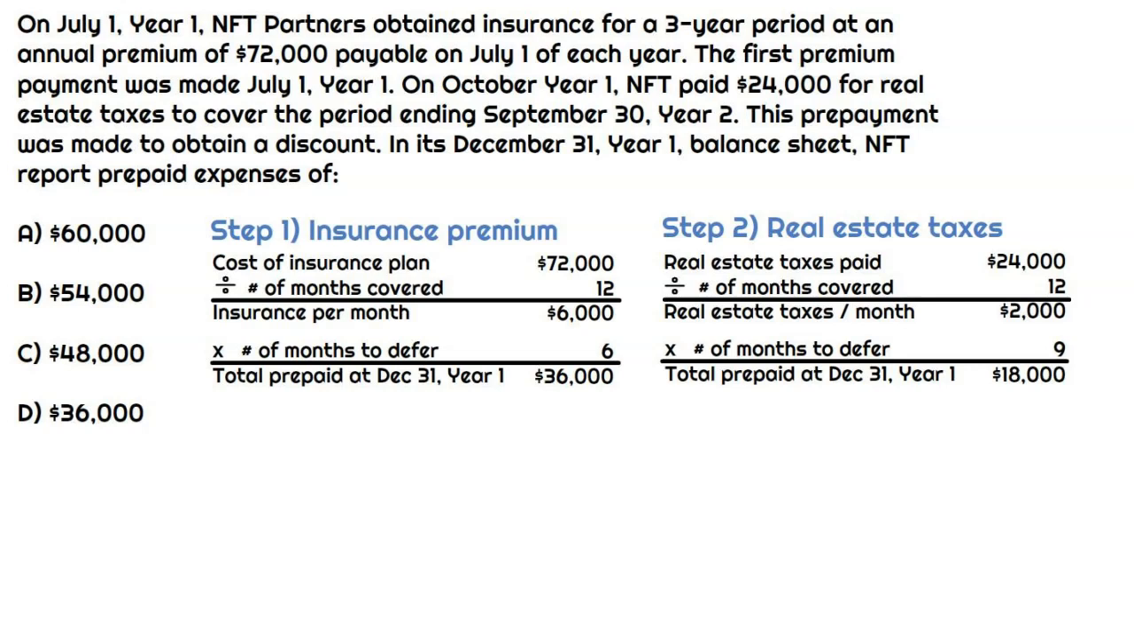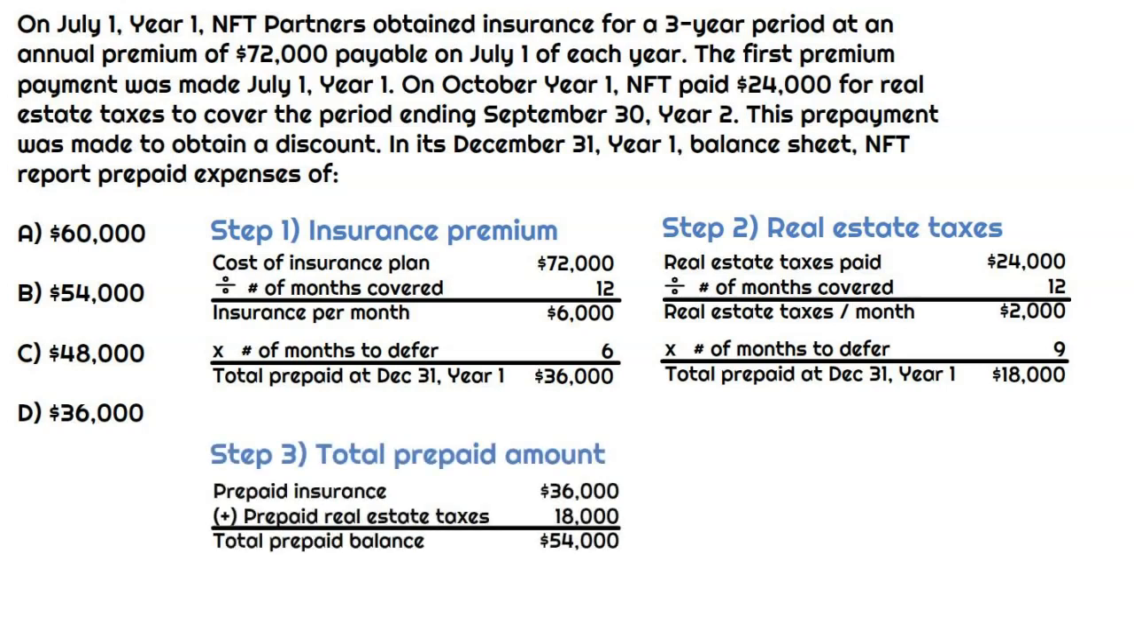Now, if we need to defer 9 months, right, that period from January 1st of year two to September 30th, year two, we just multiply 2,000 by 9, and that means our total prepayment at December 31st, year one for real estate would be $18,000. So now that we have the individual balances at December 31st, year one for both insurance and real estate taxes, we need to add them together because it's talking about total prepaid expenses. So 36,000 plus 18,000, that means our total prepaid balance on the balance sheet at December 31st, year one would be 54,000. So that's the correct answer.